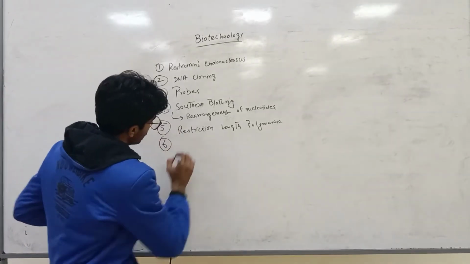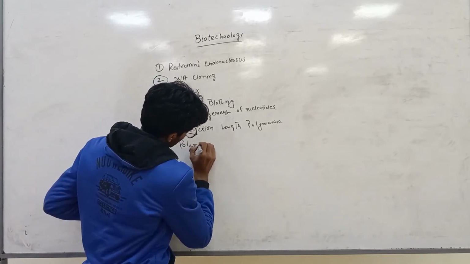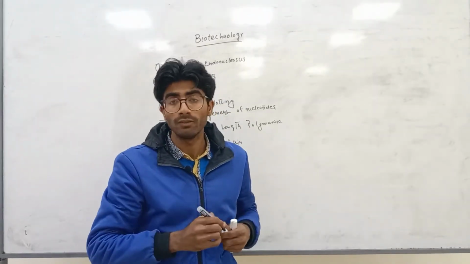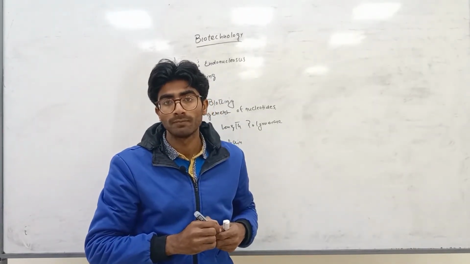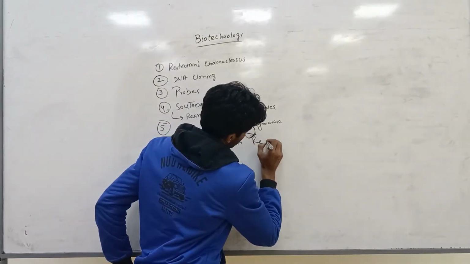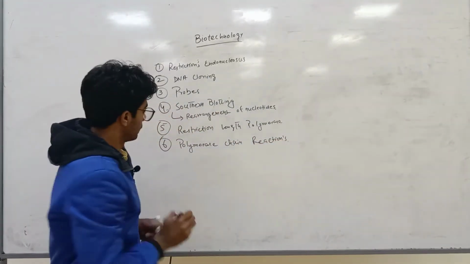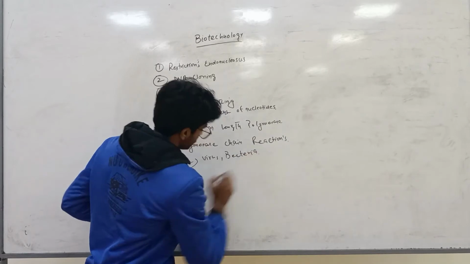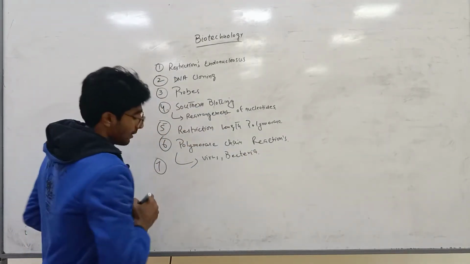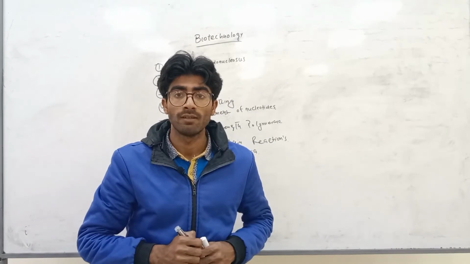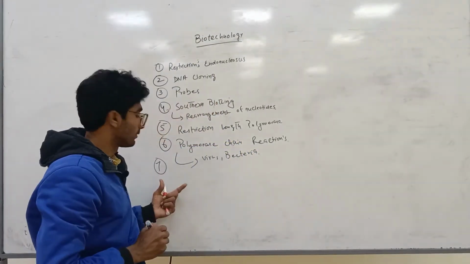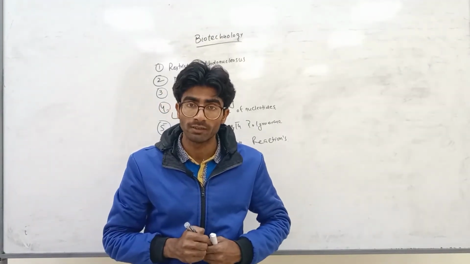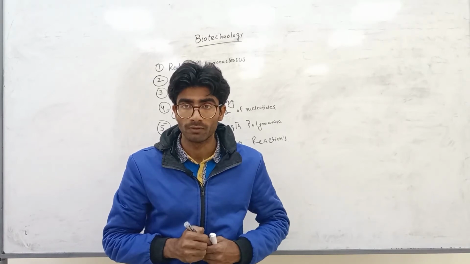The sixth process is polymerase chain reaction. In this reaction, there is synthesis of millions of nucleotides, with the help of virus and bacteria. Seventh, gene expression analysis. From these tools, we analyze the messenger RNA and protein products in all kinds of organisms.